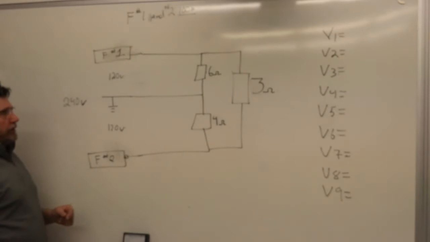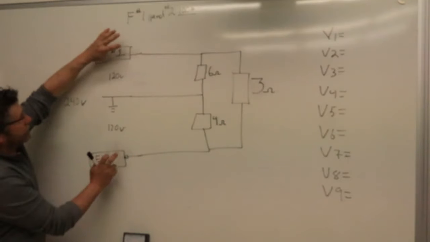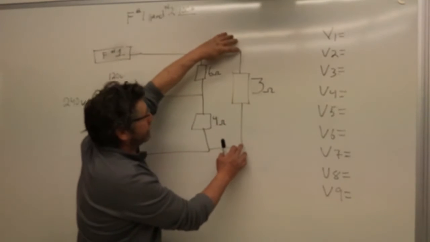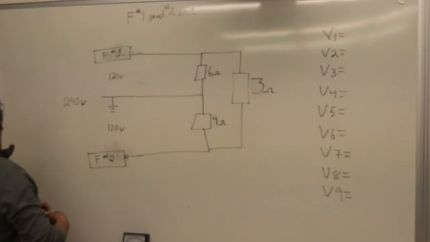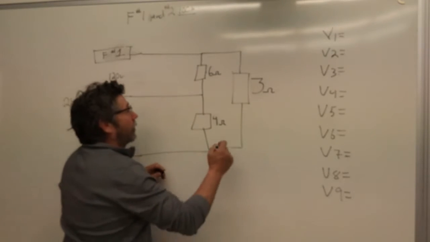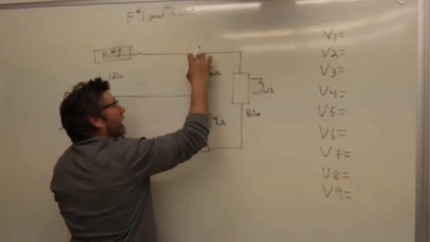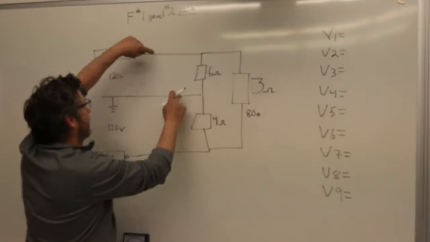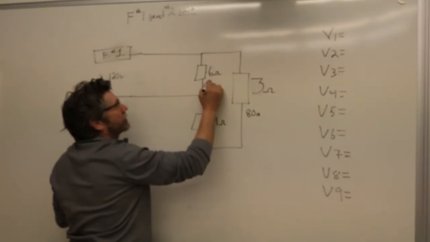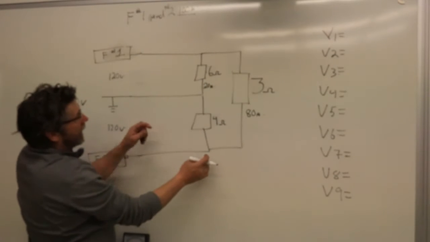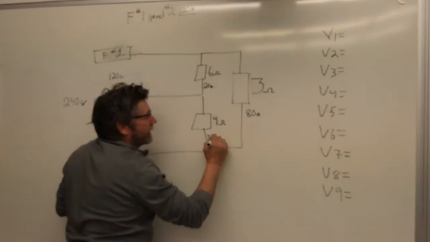So we've got to get some currents. If we come right here with a voltmeter, we've got 240 volts. 240 volts over 3 ohms will cause 80 amps to flow. 120 volts here over 6 ohms will cause 20 amps to flow. 120 volts over 4 ohms will cause 30 amps to flow.